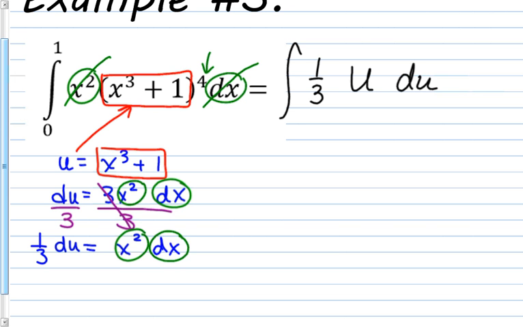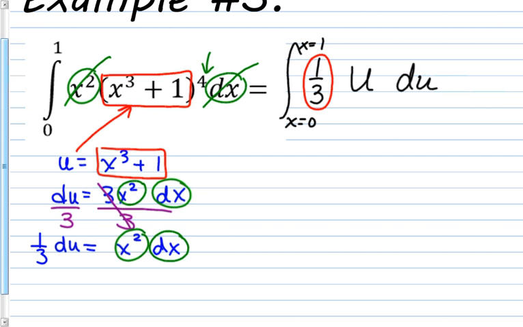Now, integration rules. Oh, hold on. I forgot my limits. x equals 0 and x equals 1. Remember, those limits belong to x. Okay, integration rules allow us to do something with a constant multiple.